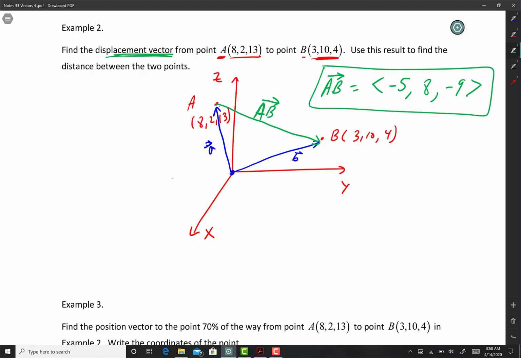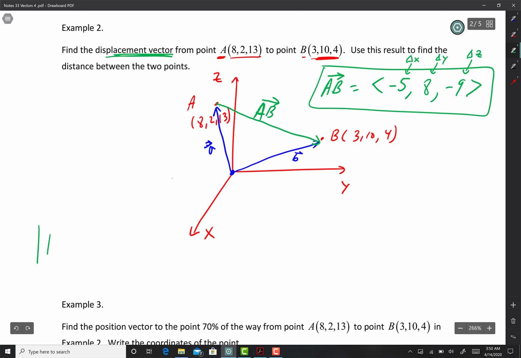And then it says, use this result to find the distance between the 2 points. So this is my net change in the x direction, this is my net change in the y direction, and this is my change in the z, vertical motion. To find the distance between those 2 points, we're just going to do the Pythagorean theorem, guys, but for 3 dimensions.